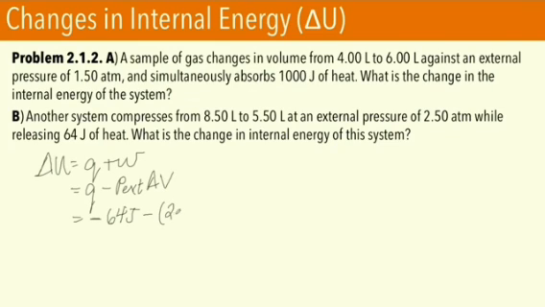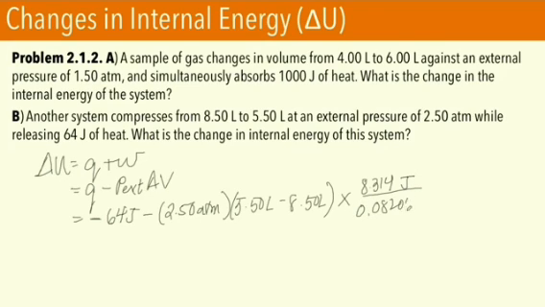So negative 2.50 atmospheres. The final volume is 5.5 liters, and the initial volume was 8.5 liters. Don't forget to convert between liter atmosphere and joule, so 8.314 joules, and I'm omitting the per mole Kelvin since it cancels out anyway, over 0.08206 liter atmosphere. The liter atmosphere cancels out, so we have joules here. If we calculate, this ends up being 696 joules as well. So overall, both of these processes involved the same change in internal energy.